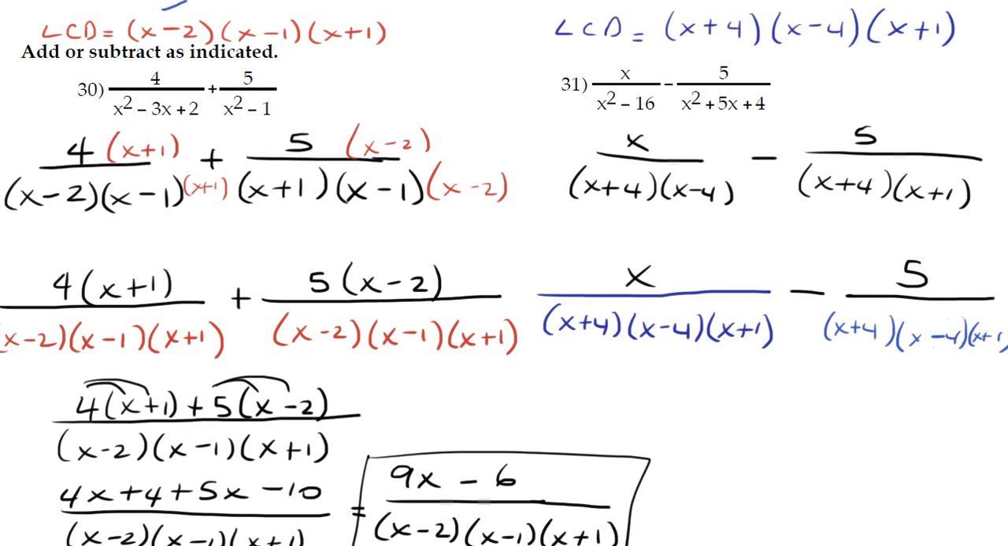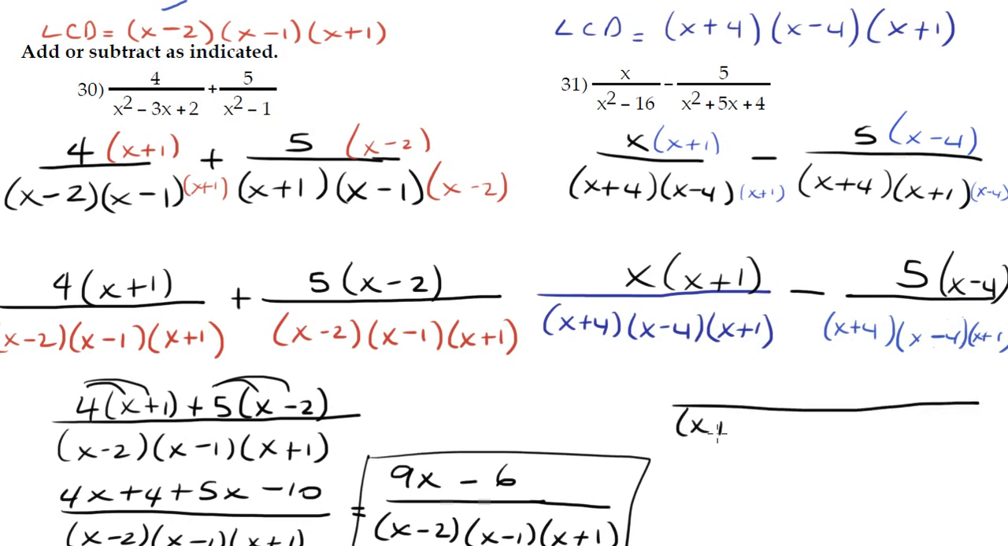So what's missing from here? What's missing from here? Which factor is missing? I'm missing that x plus 1 factor. So I need to multiply by x plus 1 in the numerator. Here I'm missing the x minus 4 factor. So I'll multiply by x minus 4. So times x plus 1, times x minus 4. So all over 1 denominator now.